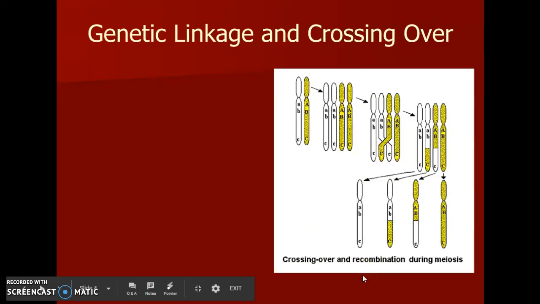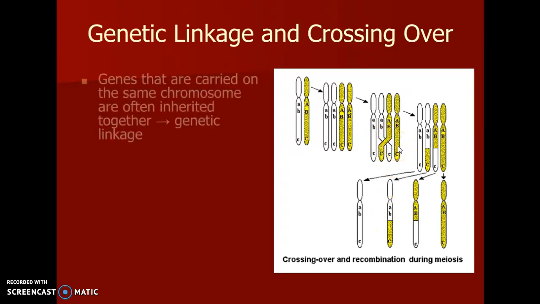Let's talk about genetic linkage and crossing over. Once again, this was from last chapter as well. We can see when the chromosomes form the tetrad, two pairs of homologous chromosomes, there can be crossing over that takes place. Part of one chromosome is transferred to the other, and part of the other chromosome is transferred to that one. And we have a result of a crossing over. The genes that are carried on the same chromosome are often inherited together, and this is what we call genetic linkage.